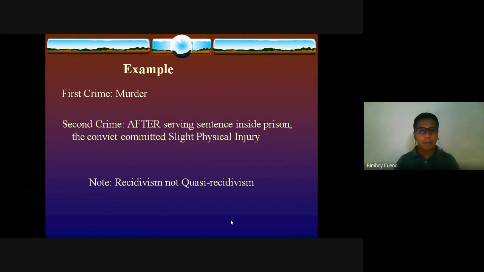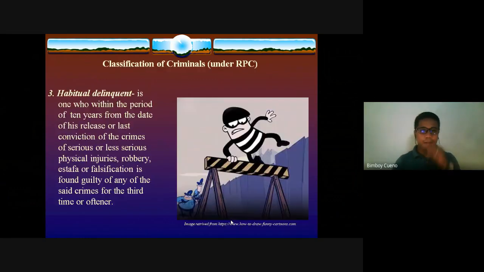But in example number 2, the first crime is murder again, but the second crime was committed after the serving of the sentence, and the crime is slight physical injury. In this case, the person will not qualify for quasi-recidivism but rather recidivism. Why recidivism? Simply because slight physical injury in this example was committed after serving the sentence. Quasi-recidivism entails that the second commission of the crime must be done before or during the service of the sentence.